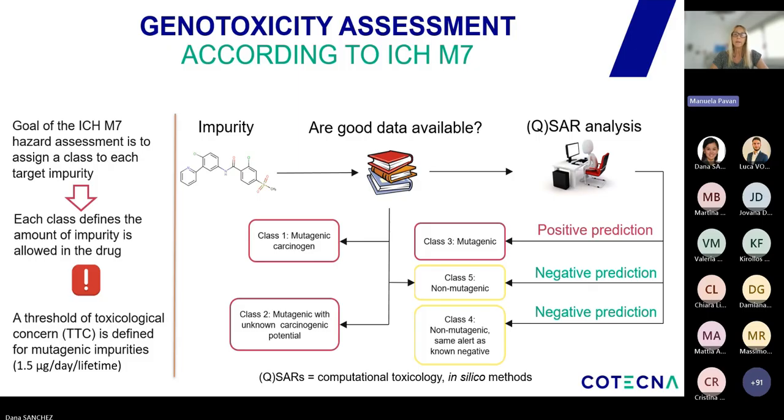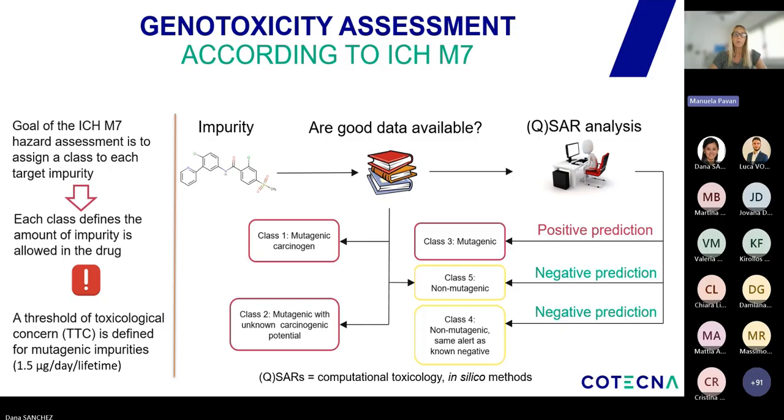The goal of the hazard assessment in this guideline is to classify each impurity based on its mutagenic potential. Each class corresponds to an appropriate control strategy, defining how much of that impurity is allowed in the drug. A key concept in the guideline is the TTC, or threshold of toxicological concern, which is set to 1.5 microgram per day for mutagenic impurities, assuming a lifetime exposure.